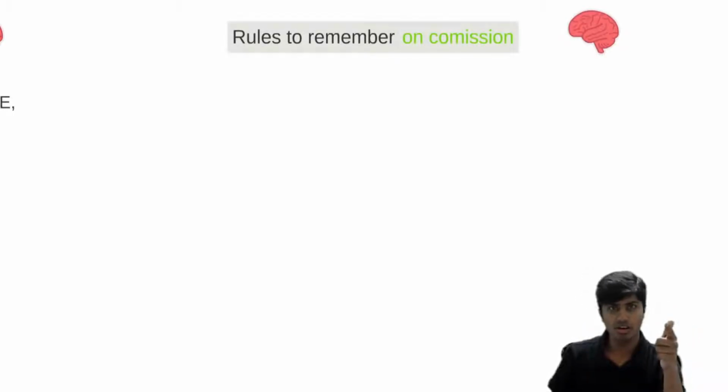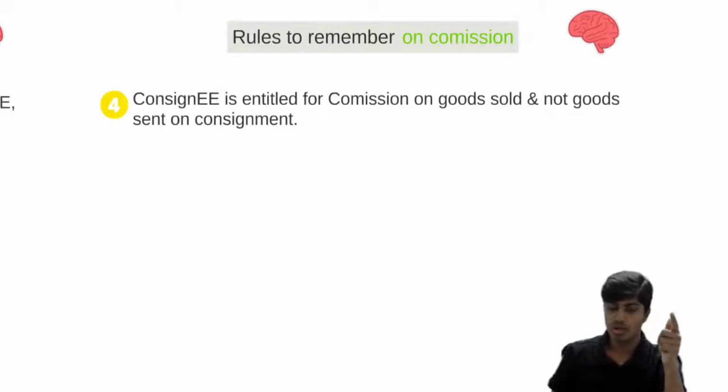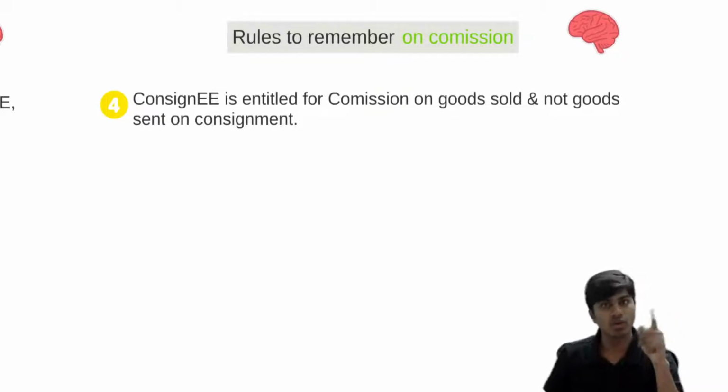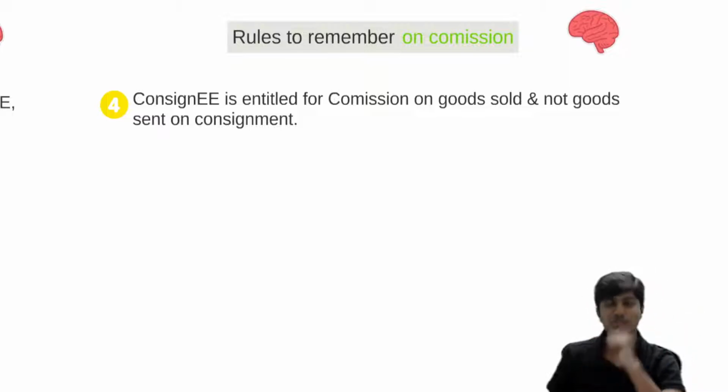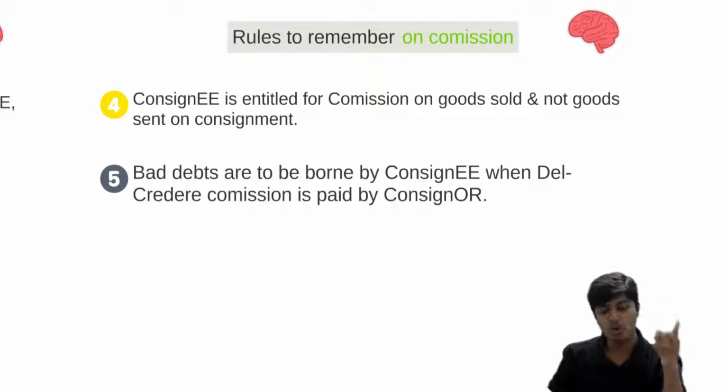Now let's go back and discuss some important points that you need to remember with regard to commission. Got it? Commission. Rule number 4. Consignee is entitled to commission on goods sold and not goods sent on consignment. Told you this before. Second point. Bad debts are to be borne by consignee when del credere commission is paid to consignee.